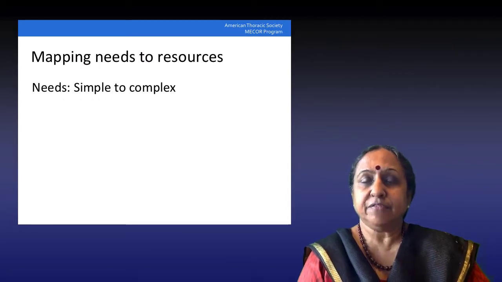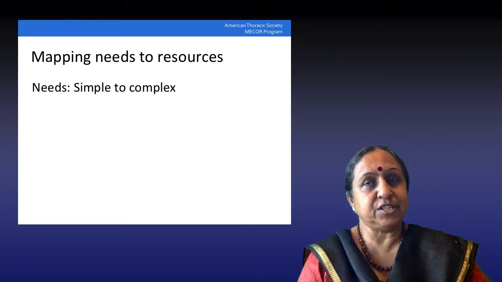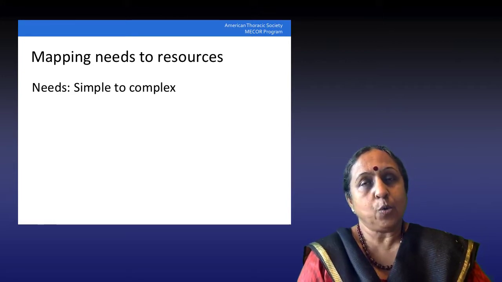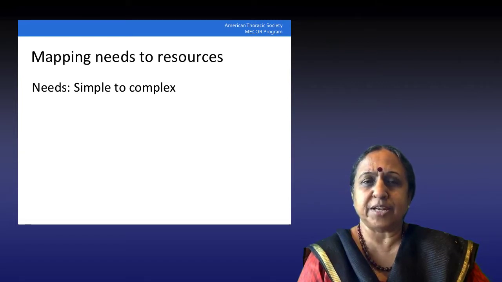First point is mapping needs to resources. Our information needs range from simple to complex. So let me give you three pretty obvious examples.